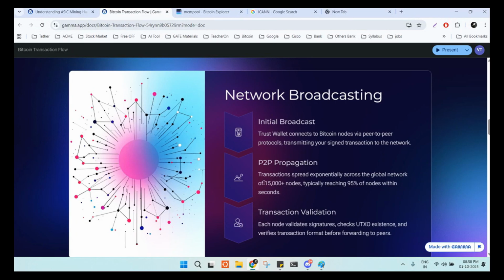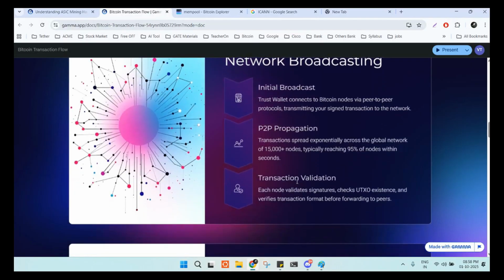In the global network, let us suppose we have 15,000 plus nodes, so 95% of nodes will receive everything within seconds. Transaction validation will happen, so each node will validate the transaction. Even if you want, you can run your own Bitcoin node, and make sure the outbound or inbound connection is enabled. You will also receive all those transactions. You can do these things as well.